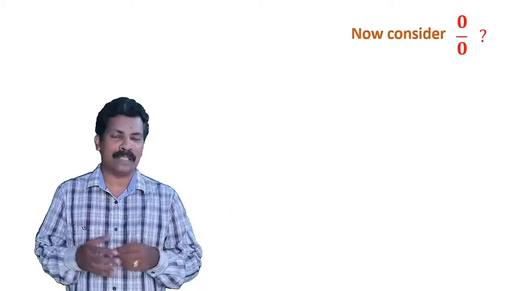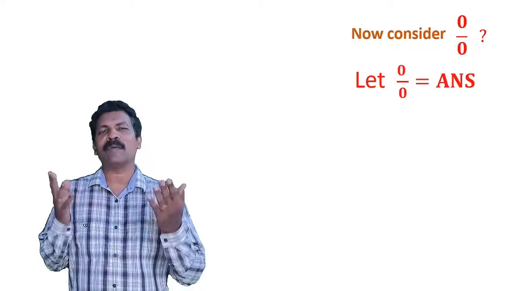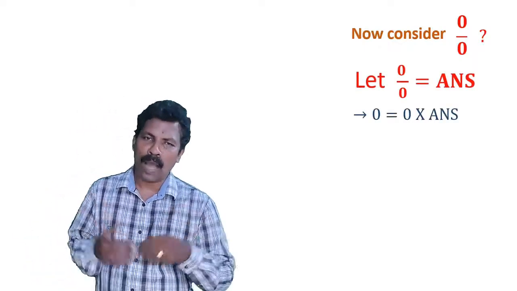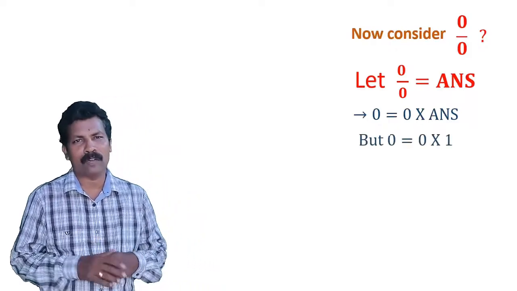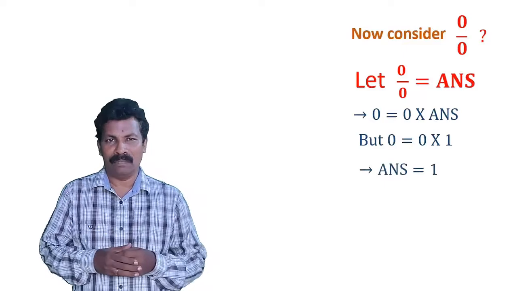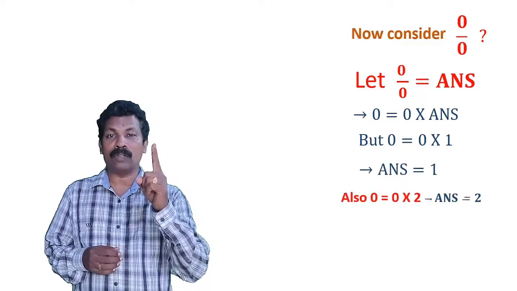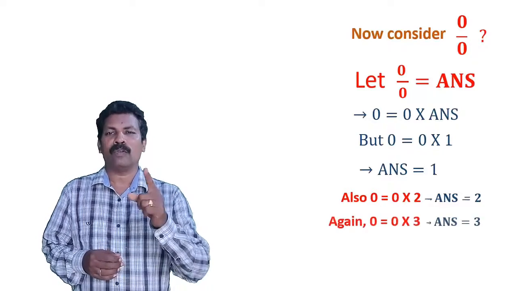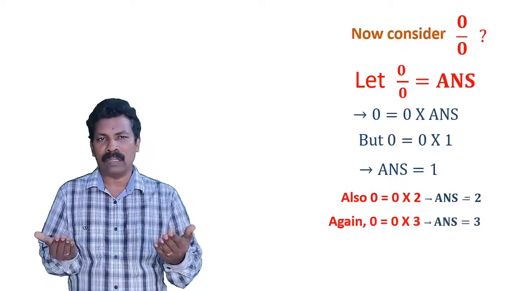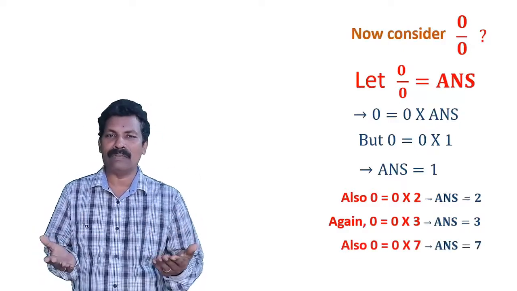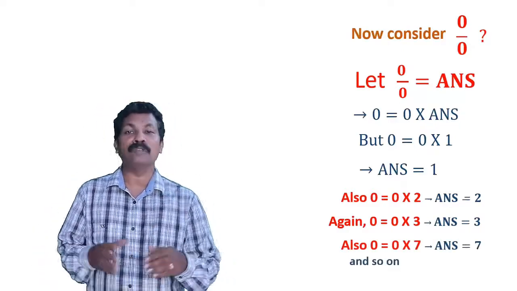Now consider 0 by 0. Let 0 by 0 be equal to answer. 0 is equal to 0 into answer. But 0 is equal to 0 into 1, so the answer is 1. But also 0 is equal to 0 into 2, so the answer is 2. Again 0 is equal to 0 into 3, so the answer is 3. Also 0 is equal to 0 into 7, so the answer is 7. And so on.